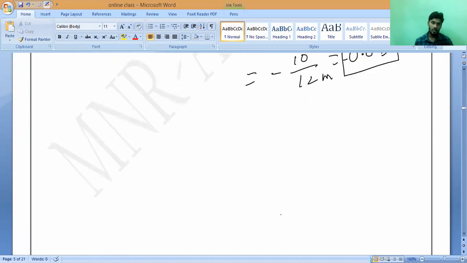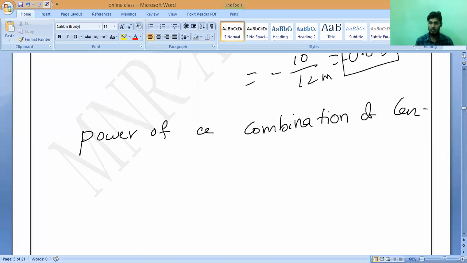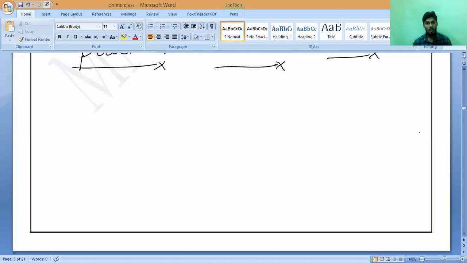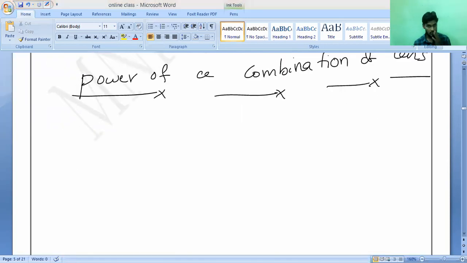Power of a combination of lenses. Combination means just join. Do you understand? Yes. So what is the meaning of power of a combination of lenses? Remember, if a number of lenses are placed in close contact, then the power of the combination of lenses is equal to the algebraic sum of the individual lenses. That is called the power of a combination of lenses.